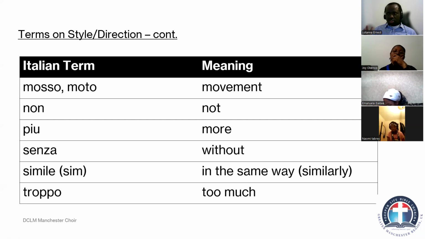Non simply means not. Più means more. I think those of you from Italy may know this very well. Senza means without. So if I say senza moto, it means without movement. Senza espressivo, without expression. You understand? Then simile or sim means similarly, in the same manner. So if we say simile, it means do this thing the same way you did this other one.